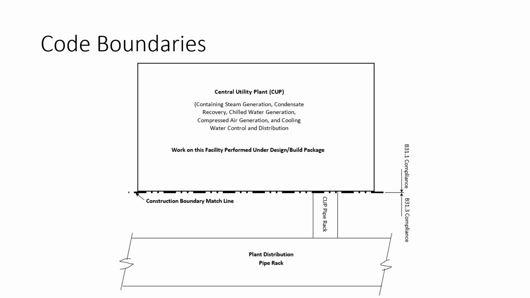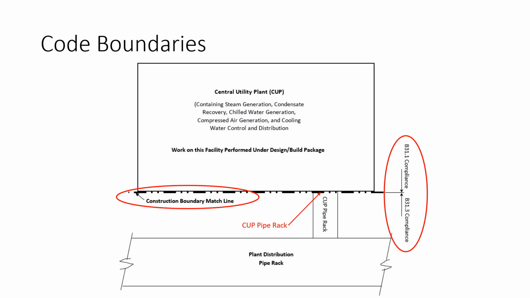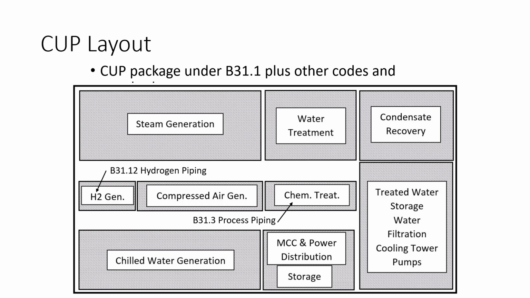In this case, the interface would occur along the construction boundary match line, and more precisely, where the CUP pipe rack penetrates the CUP wall to join the main pipe rack. Defined responsibilities will need to drill down to which contractor will make the final fit up at that interface, whether it's bolting up flanges or making a closure weld and performing the final leak test. It has to be spelled out.